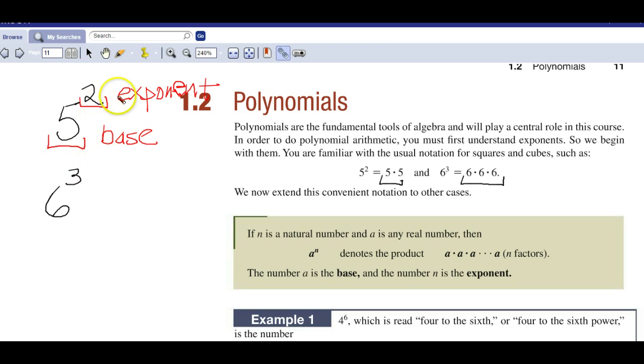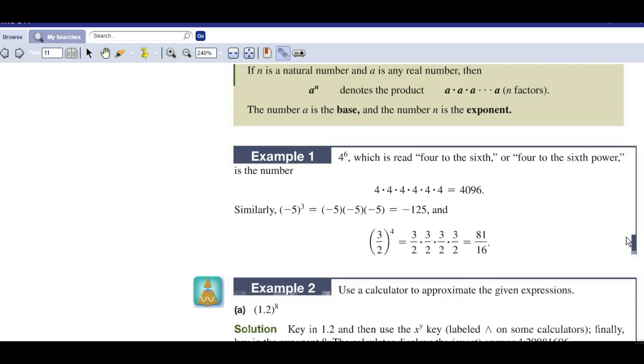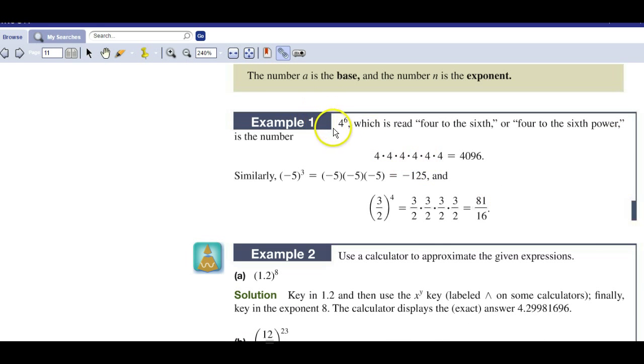Now, what again does this mean? Well, this base is multiplied by itself the number of times indicated by the exponent, and they have it shown here. And this is one of our definitions. Now, there is terminology involved in this. They're saying 4 to the 6th power, which means this.